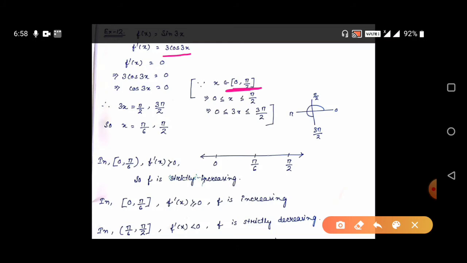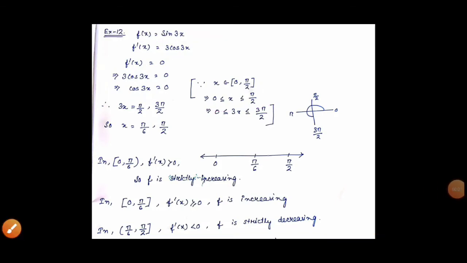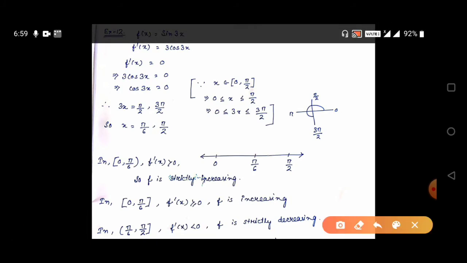Now the next step is f dash x equal to 0. From here we will get cos 3x is equal to 0. Now if x belongs to 0 to pi by 2, since it is a closed interval, we can write 0 is less than or equal to x less than or equal to pi by 2. Where will 3x be? If 0 is less than or equal to x less than or equal to pi by 2, we can multiply by 3, so it becomes 0 less than or equal to 3x less than or equal to 3 pi by 2. So whenever x belongs to 0 to pi by 2, 3x belongs to 0 to 3 pi by 2.